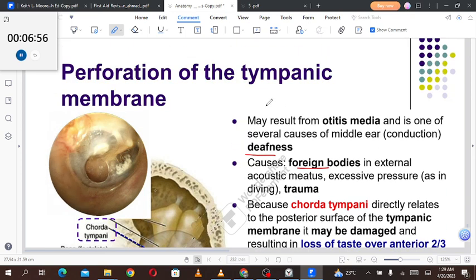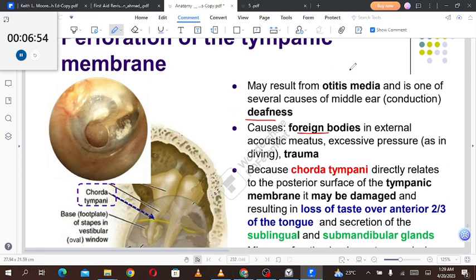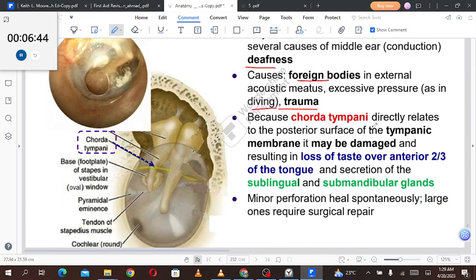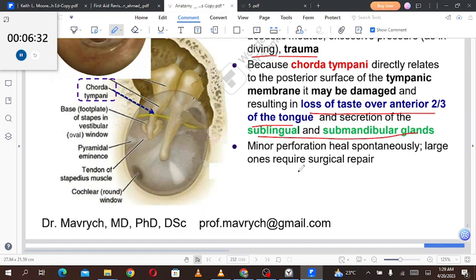Okay, we are not talking independently about the perforation of the tympanic membrane. That can be a complication of otitis media, or can happen because of foreign bodies in the external auditory meatus, excessive pressure as in driving, or trauma, including noise trauma. Because the chorda tympani directly relates to the posterior surface of the tympanic membrane, it may be damaged, resulting in loss of taste over the anterior 2/3 of the tongue and reduced secretion of the sublingual and submandibular glands. Minor perforations heal spontaneously. Large ones require surgical repair.